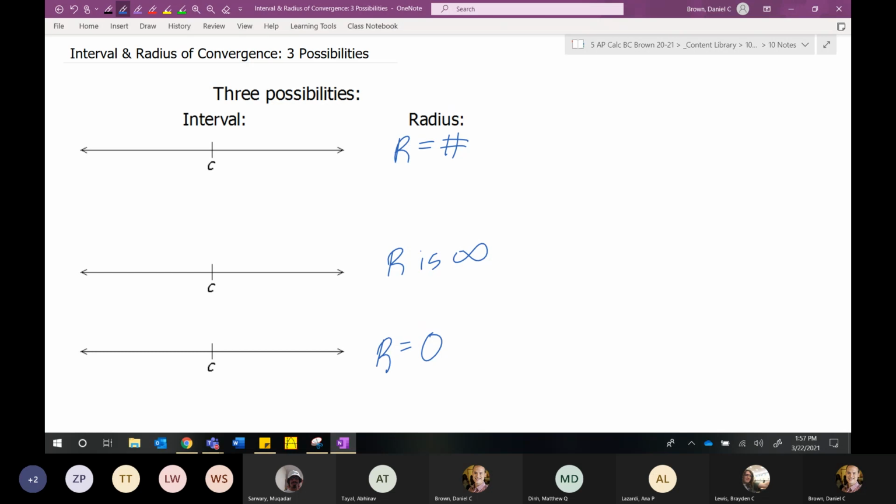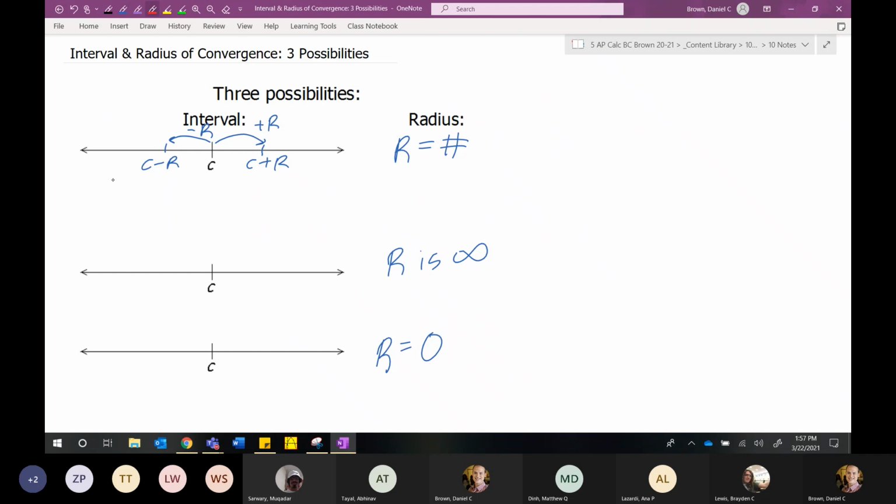I'm going to talk about that first case first. It is the one that requires the most work. If your radius is a number, you have your center, and you go up by the radius and back by the radius. So the potential interval is going to be the lower one, c minus r, and the upper one, c plus r. There are technically 4 possibilities here, because sometimes the endpoints will be included, and sometimes they will not.